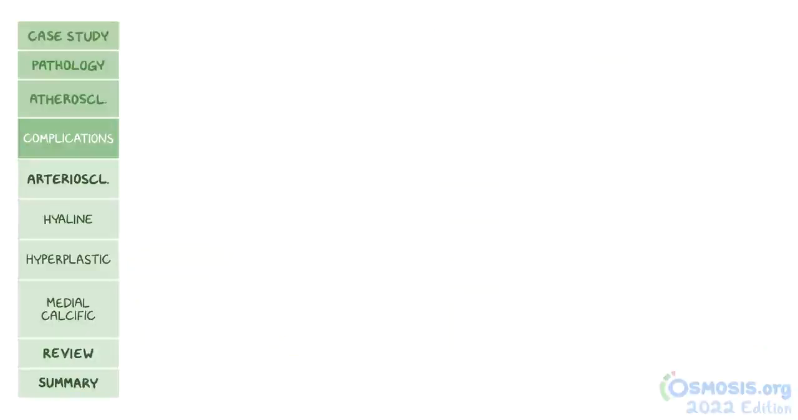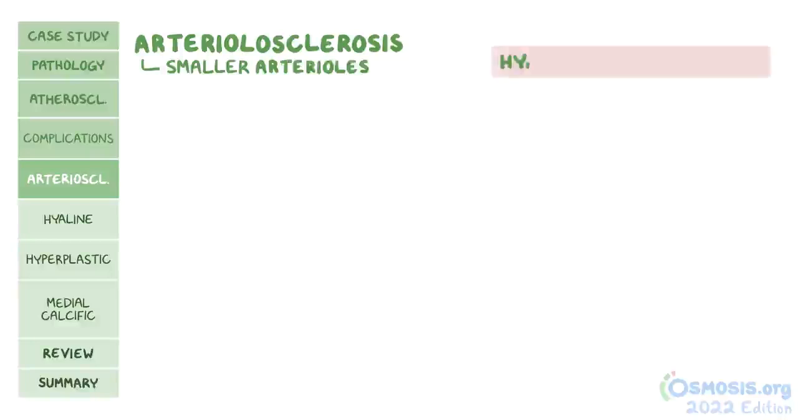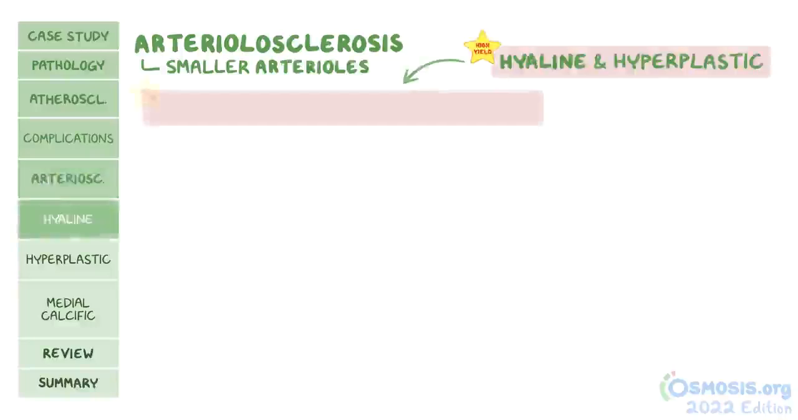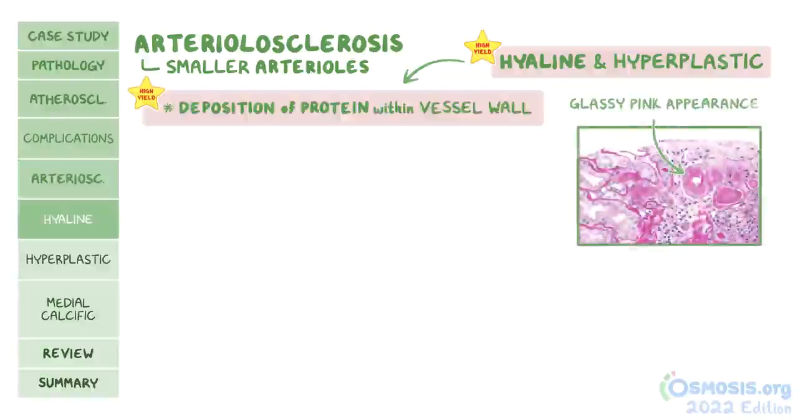Okay, another subtype of arteriosclerosis is arteriolosclerosis. A bit of a tongue twister. From the name, this affects smaller arterioles, and there are two types: hyaline and hyperplastic arteriolosclerosis. Hyaline arteriolosclerosis results from deposition of protein within the vessel wall, which on microscopy gives off a glassy, eosinophilic pink appearance, hence the term hyaline.